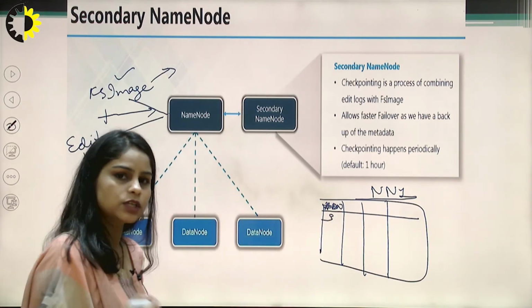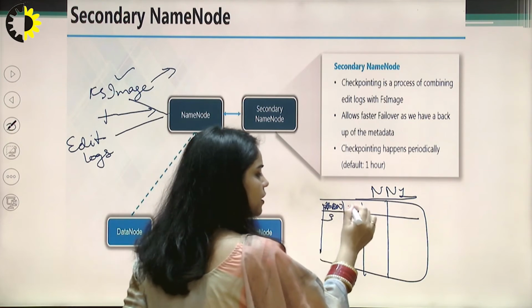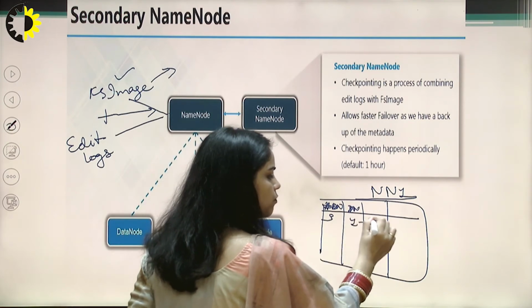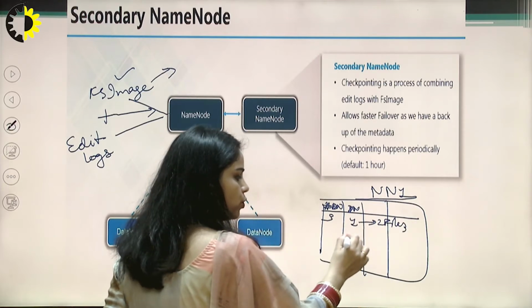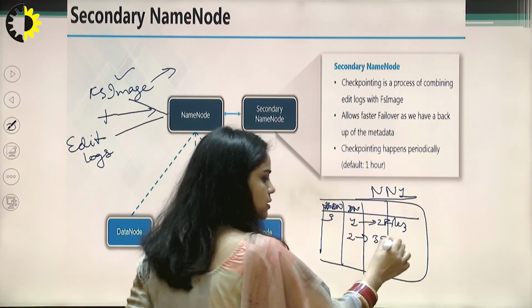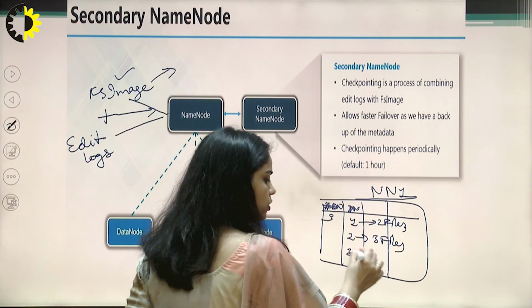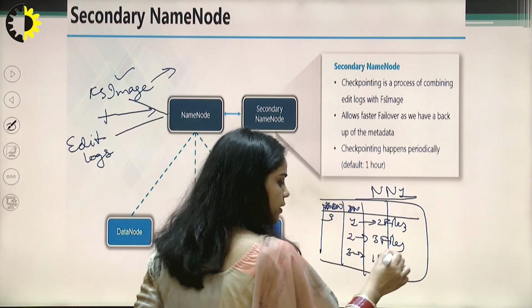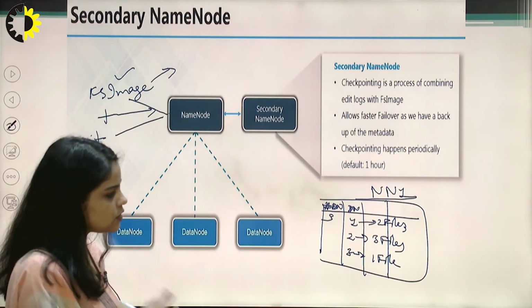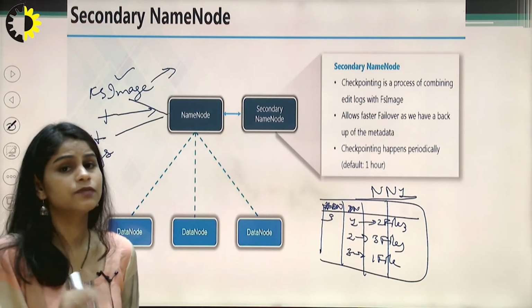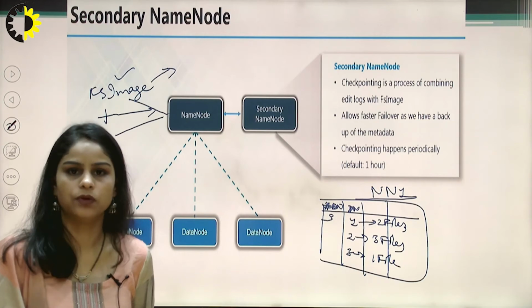What is the information in data nodes? Let's say in data node 1, we have 2 files. In data node 2, we have 3 files. And in data node 3, there is only one file. So initially, this much information is present because we have recently created the name node.